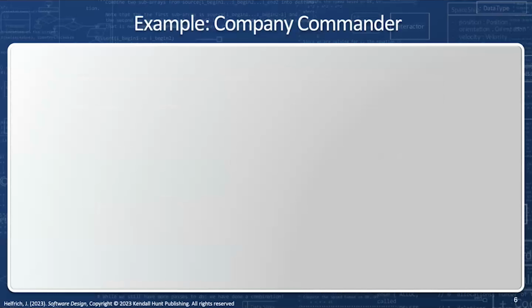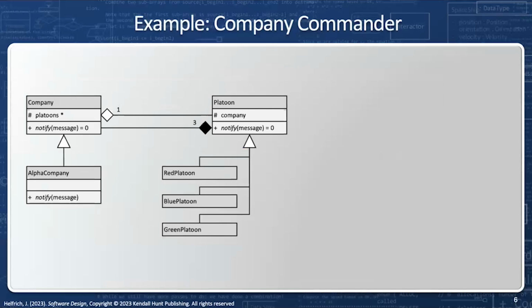Okay, let's take a look at an example here. We're going to go back to our company commander we had before. So we're going to have a company, which is going to be the mediator, and it's going to have a collection of platoons, 3 of them, in fact. And each platoon will have a reference back to the company.